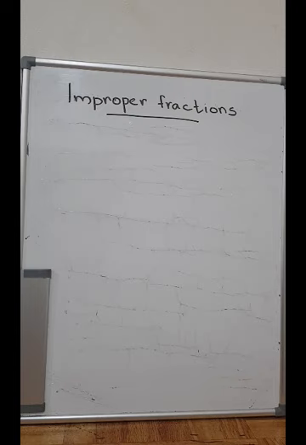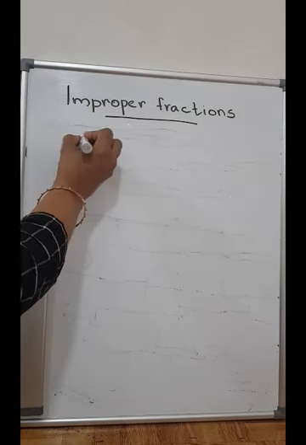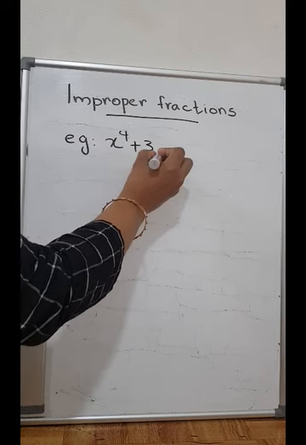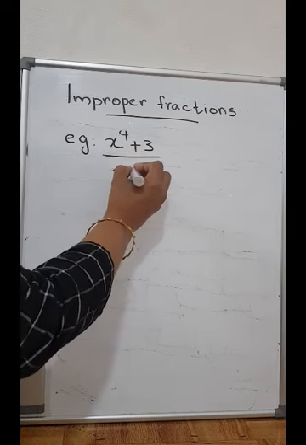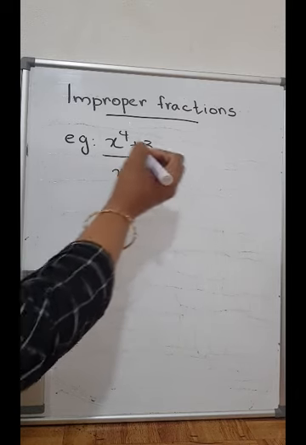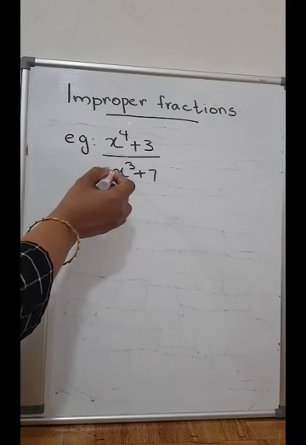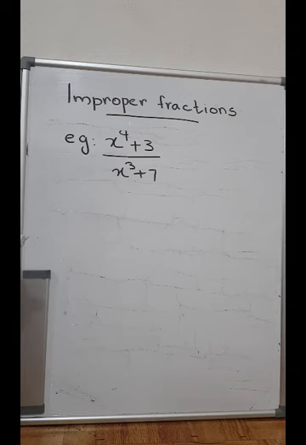Improper fractions. An improper algebraic fraction is one whose numerator has degree greater than or equal to the denominator. Let's see an example. x to the power 4 plus 3 divided by x cube plus 7. You see here the numerator has degree 4 and the denominator has degree 3. So the numerator has a degree greater than the denominator. So it's an improper fraction.